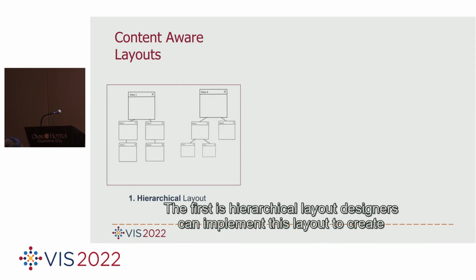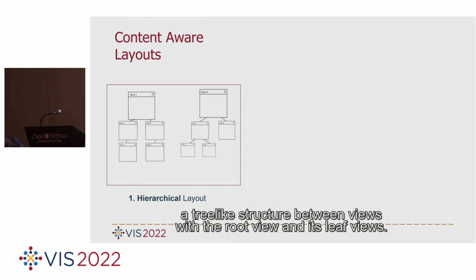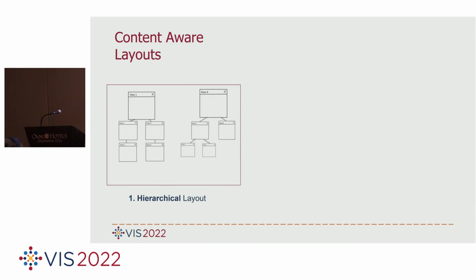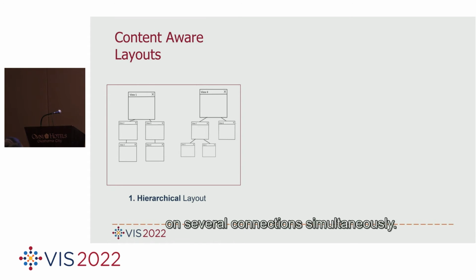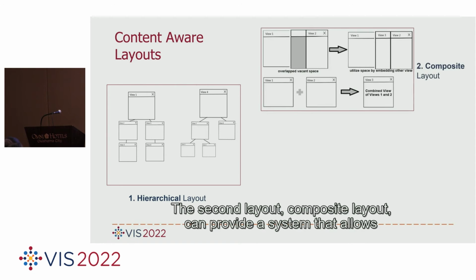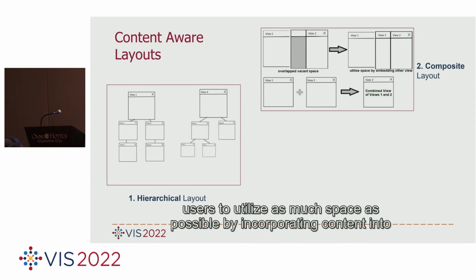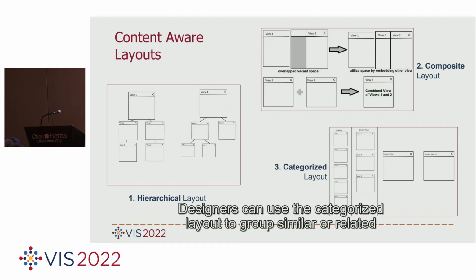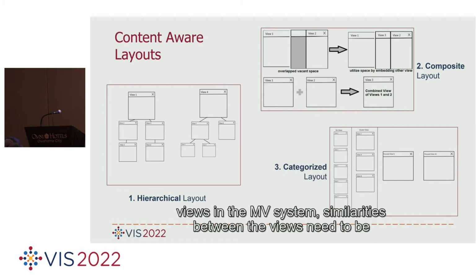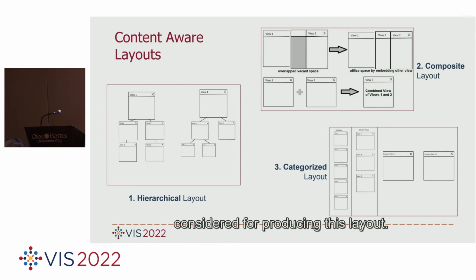The first, hierarchical layout. Designers can implement this layout to create a tree-like structure between views with a root view and its leaf views. The design of this layout enables users to keep linked views together and focus on several connections simultaneously. The second layout, composite layout, can provide a system that allows users to utilize as much space as possible by incorporating content into vacant spaces or combining two views. Designers can use the categorize layout to group similar or related views in the MV system. Similarities between the views need to be considered for producing this layout.